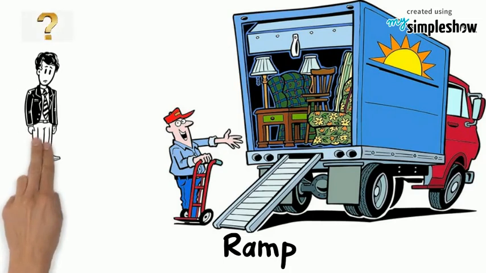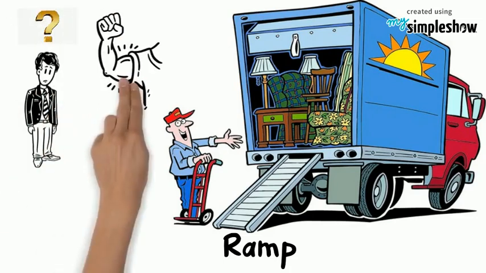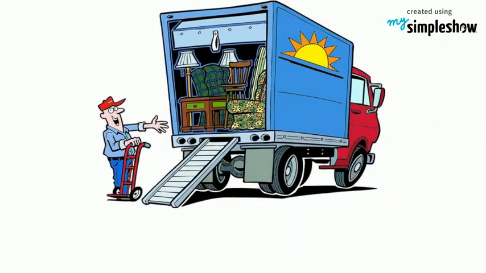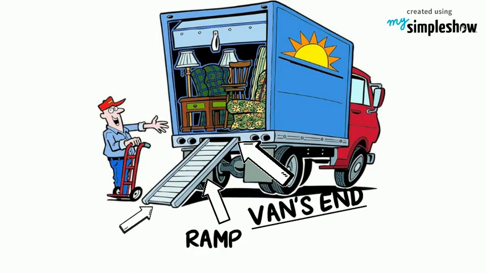So how did Alex do that? He's certainly not as strong as Superman. Alex was able to place the box in the van because he took advantage of the inclined plane. Alex first placed the ramp on one end of the van and the other end on the surface. How was Alex able to place the box in the van?